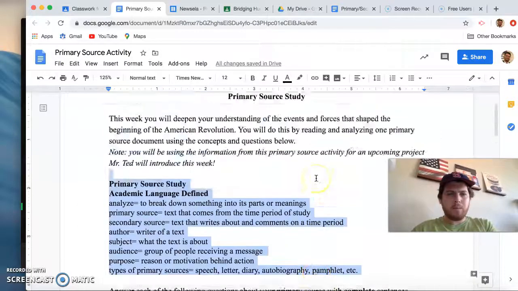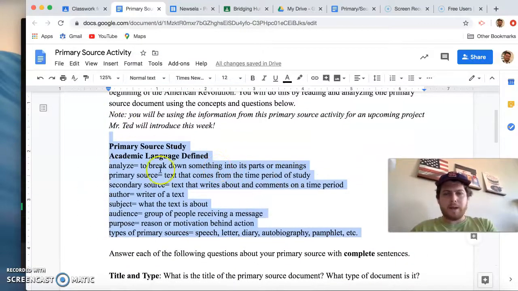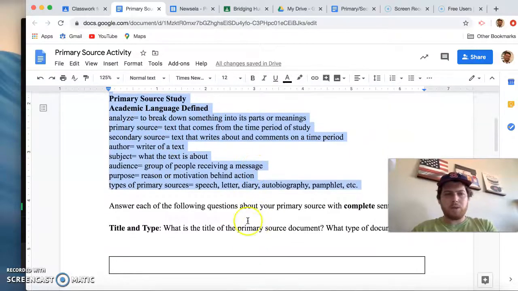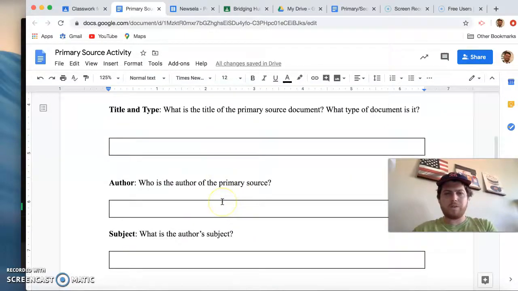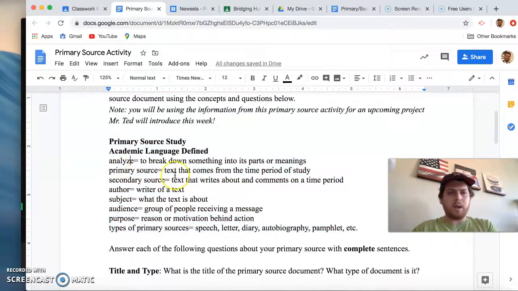This information right here should be helpful if you are having trouble understanding the questions. I put it up here because I didn't want it hiding at the bottom. This is your academic language from the questions defined for you. So if you're having trouble understanding any of these words from the questions themselves, I gave the definition. I tried a plain and simple definition for you right here.